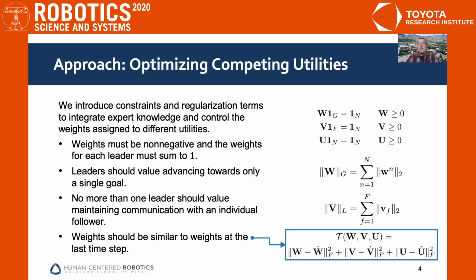Finally, we introduce terms to enforce temporal consistency. Temporal consistency ensures that leaders do not make sudden changes in their movements, as this results in slower progress. That is, if a leader is progressing towards one goal and makes a drastic change to move towards a second instead, then the initial progress may be lost. To enforce this, we introduce terms that penalize the difference between weight matrices at the current time step and weight matrices at the previous time step.